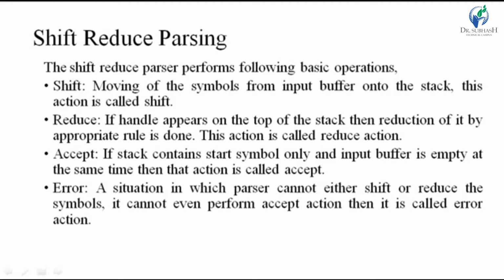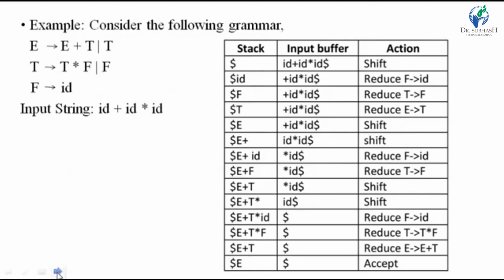And the second one is a reduce reduce conflict. For example, A gives a and B gives a. So whenever you have a small a, it can be reduced by either A or B. So it's a reduce reduce conflict.